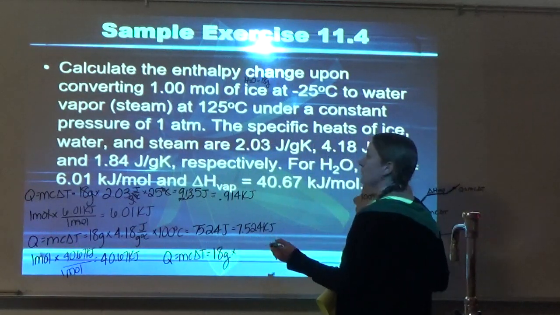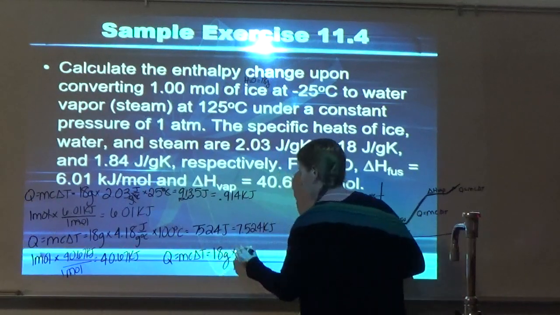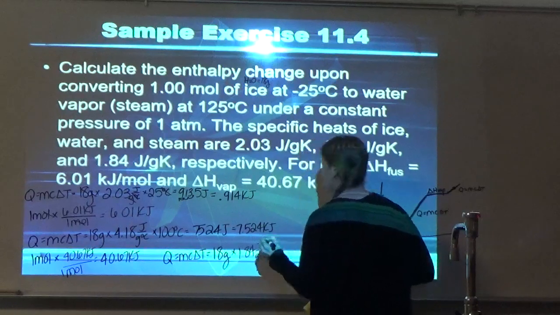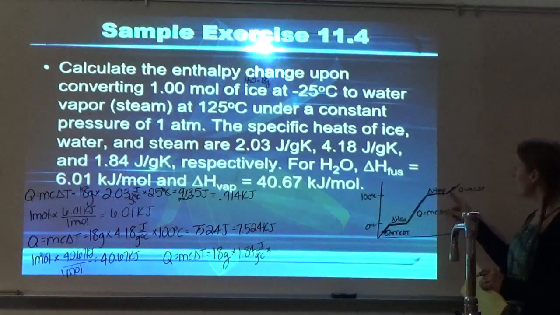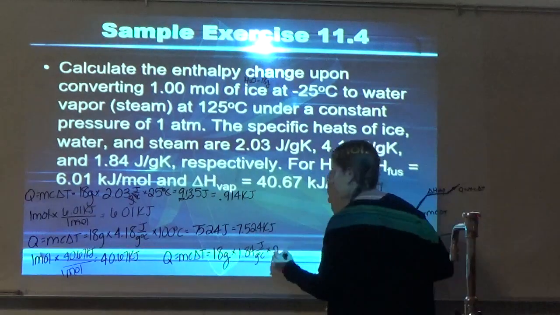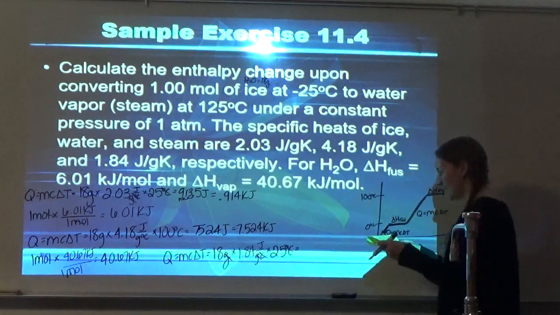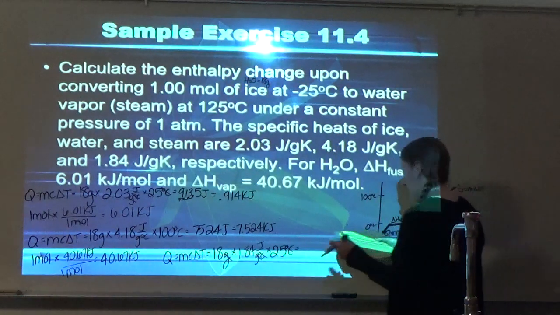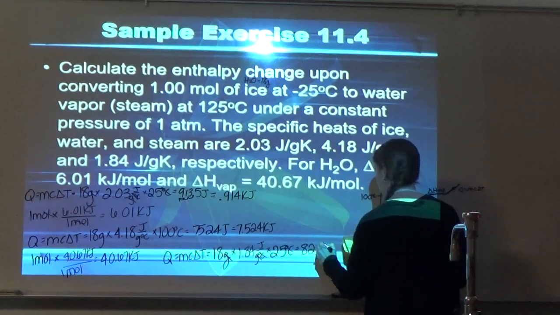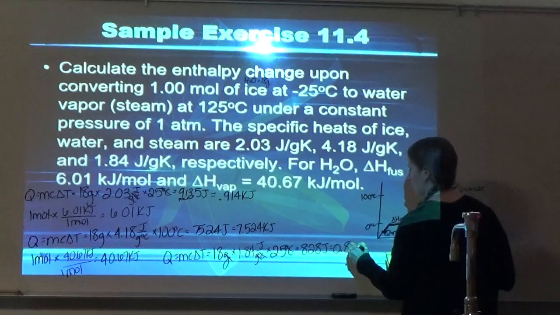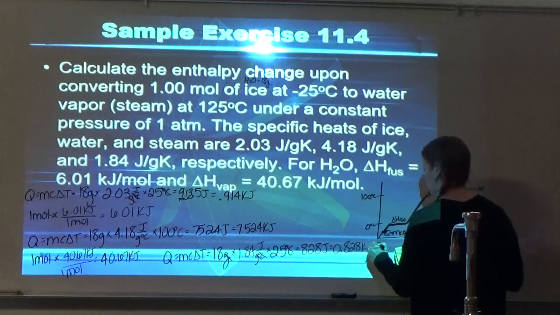My specific heat for steam is 1.84 joules per gram degrees Celsius. My temperature change, we're going from 100 to 125, so it's 25 degrees Celsius. So my grams and degrees Celsius cancel, and for that I got 828 joules, which of course I need to change to kilojoules, so it becomes 0.828 kilojoules.